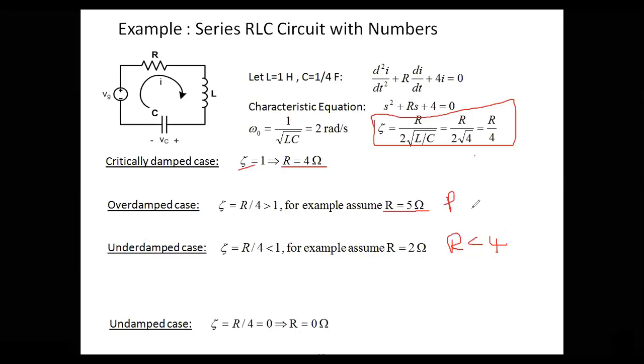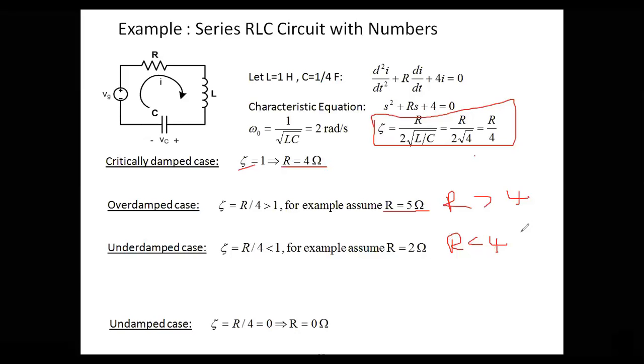In the overdamped case, r is greater than 4. In the critically damped case, r is equal to 4. And for the underdamped case, r has to be less than 4. So you pick any value that is less than 4.